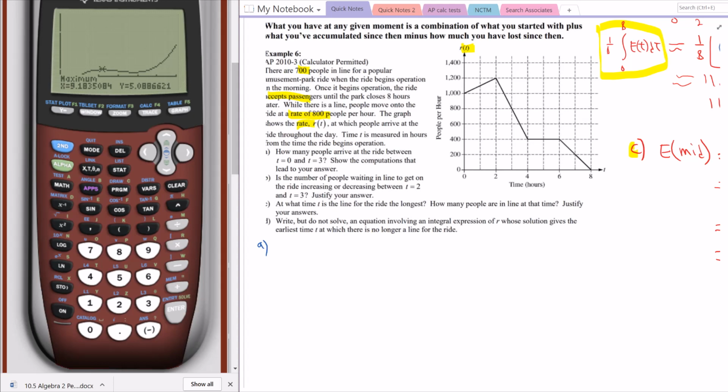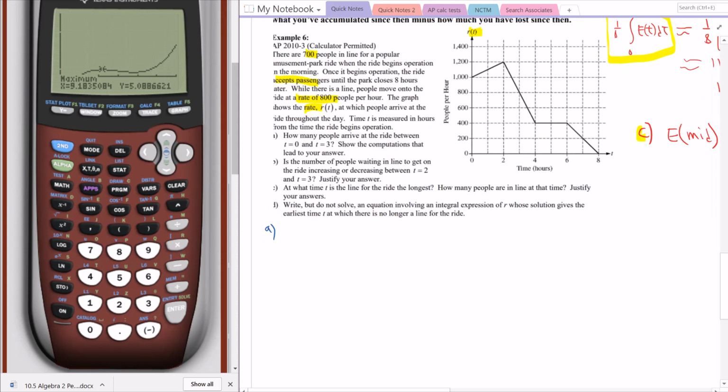So remember, just think about it. This problem requires a lot of thinking, right? Think about this: the rate of change of the length of the line is going to have to do with how many people get in line, minus how many people leave the line, right? And this is given to us, this piece is R of t, which is the graph.